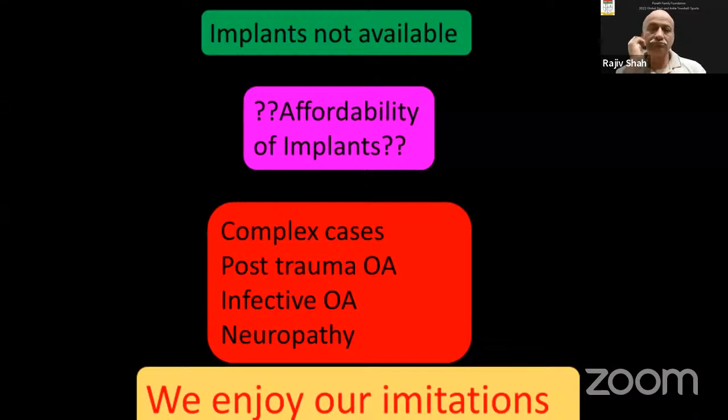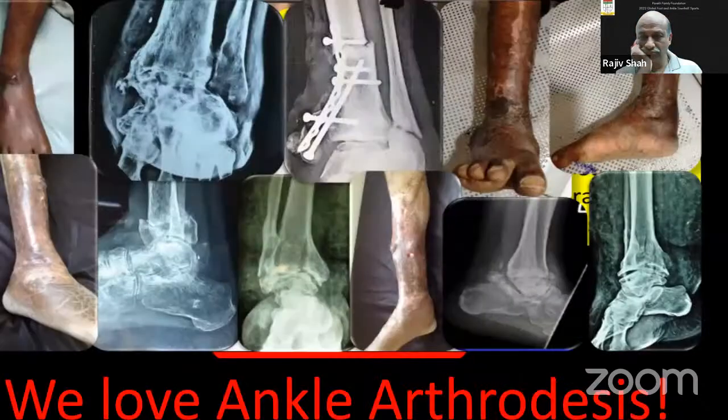But so far as we are concerned, as the implants are not available and we have a lot of complex cases, we enjoy and we love ankle arthrodesis.